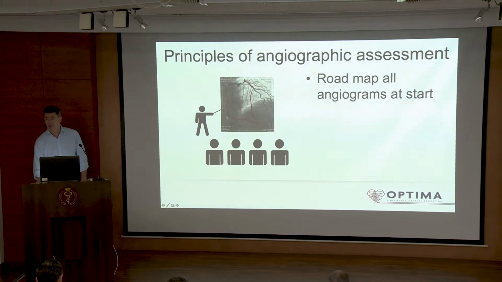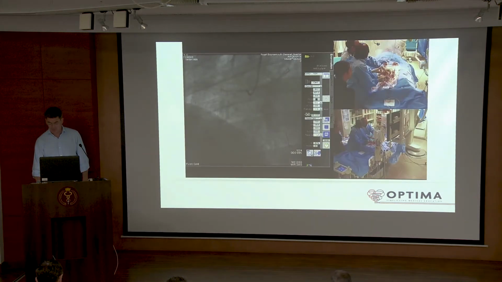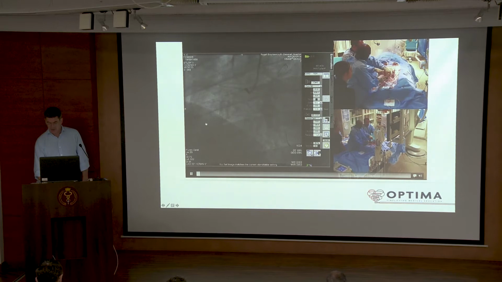You can draw them on. You can use image inversion, so going from a dark to a light background and then highlighting the collaterals, and again looking in more than one view. So here's another example. Let's just play this.